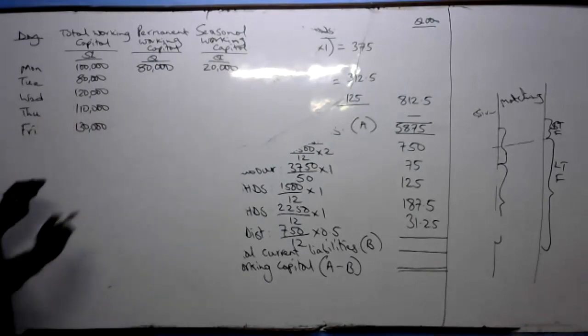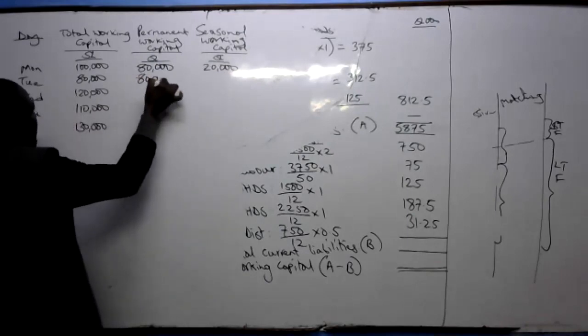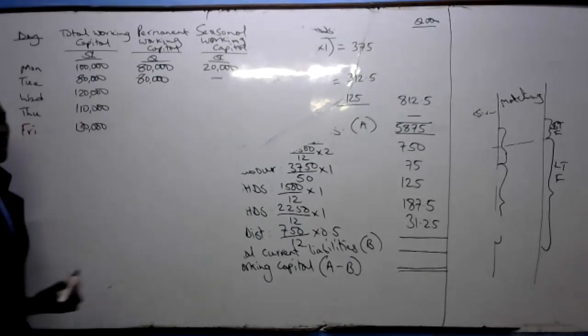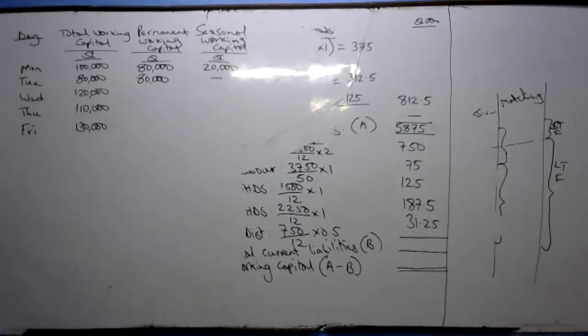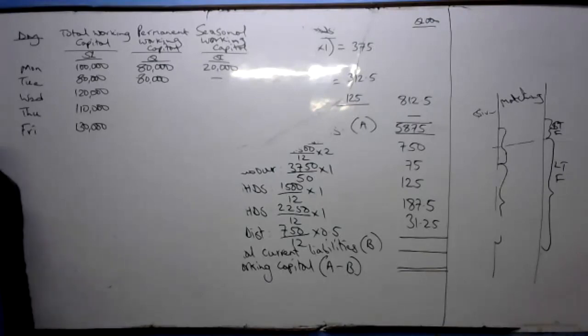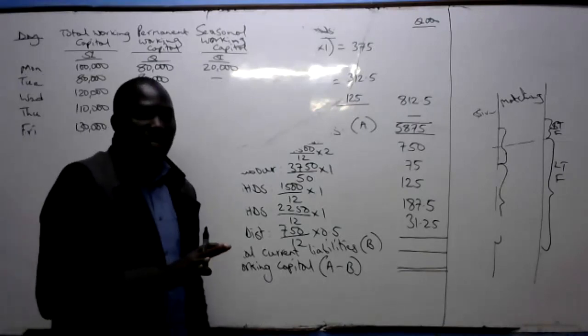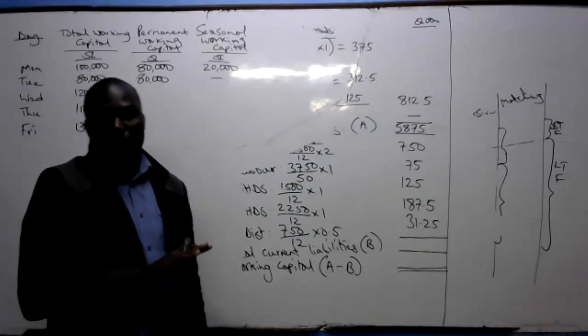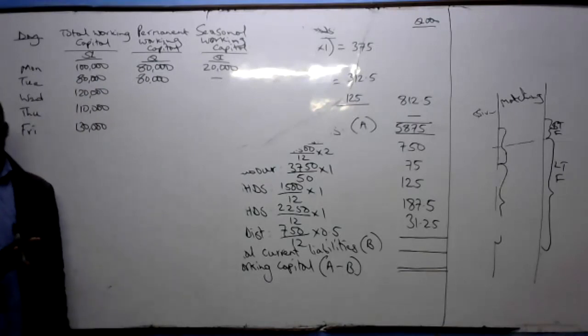Right? On Tuesday you have permanent of 80. How much is seasonal? Nothing. Still the lowest we could go. Now the lowest is permanent. Permanent is fixed. So the lowest we could go at any given point, then we maintain that as our permanent working capital. So hapo ndo penye tuliweza kufika the minimum for us to continue satisfying our normal demand.